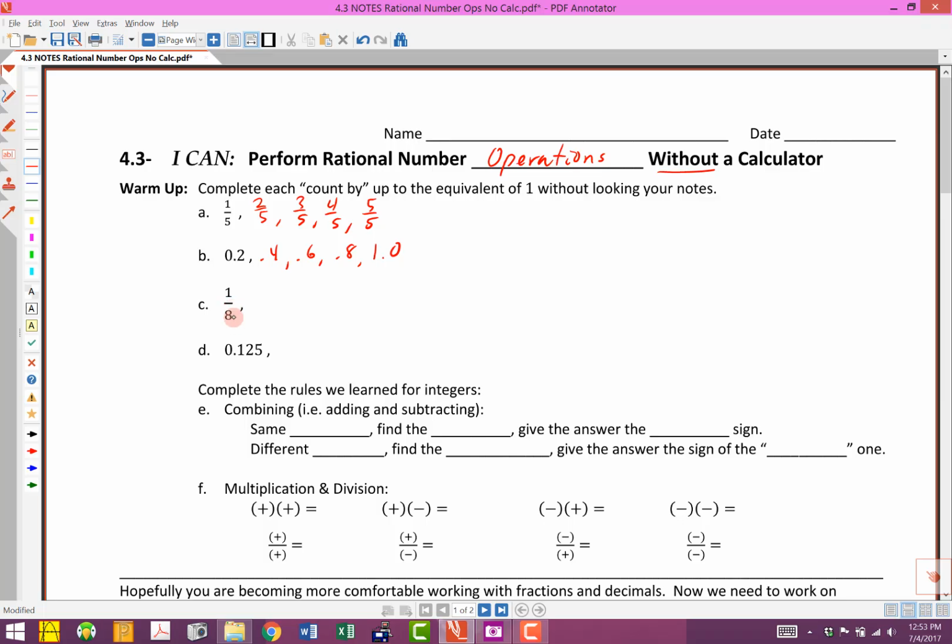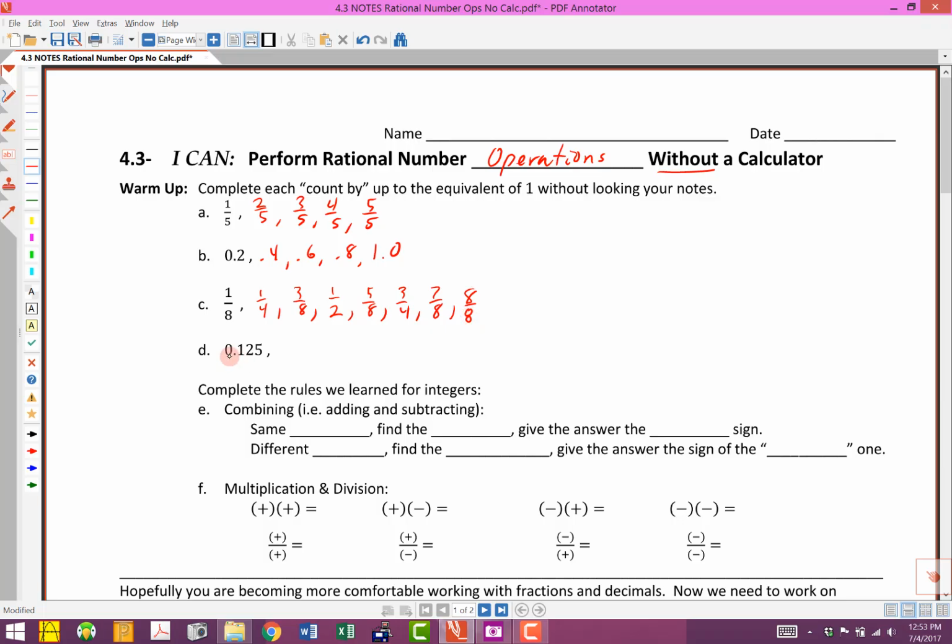Now, if we're going to count by eighths, this would be 2/8. So that's going to be 1/4. 3/8 doesn't reduce. 4/8 is the same as 1/2. 5/8 doesn't reduce. 6/8 is the same as 3/4. And then 7/8, and then 8/8. 8/8 of course would be the equivalent of 1. Stop at the same place there once we get up to 8/8.